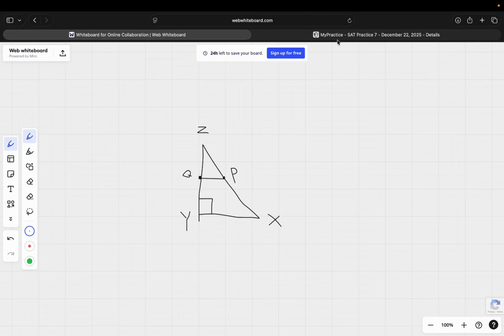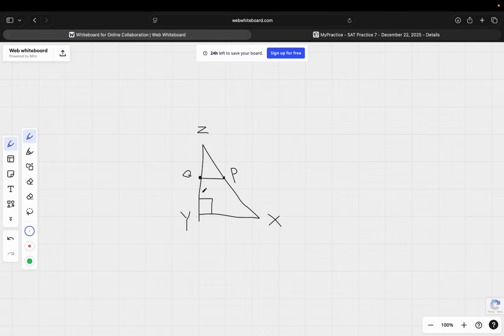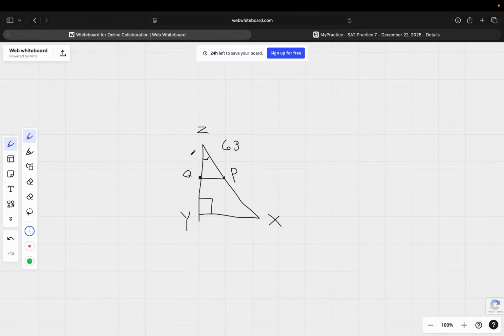All right, and now we're told, what are we told? The measure of XZY is 63. So XZY is this angle right here. So this is 63. So now it's asking, what is the measure of angle XPQ? So it wants XP, so it wants this value right here, Q.